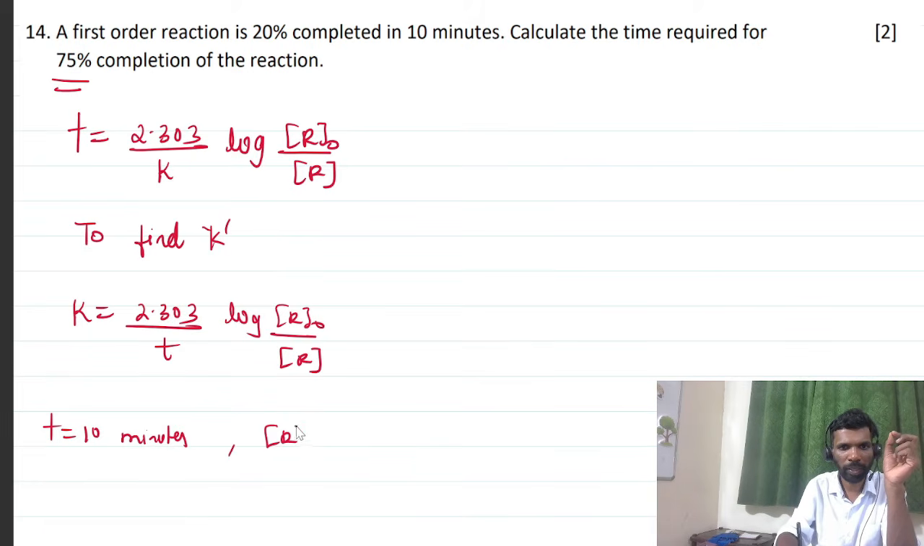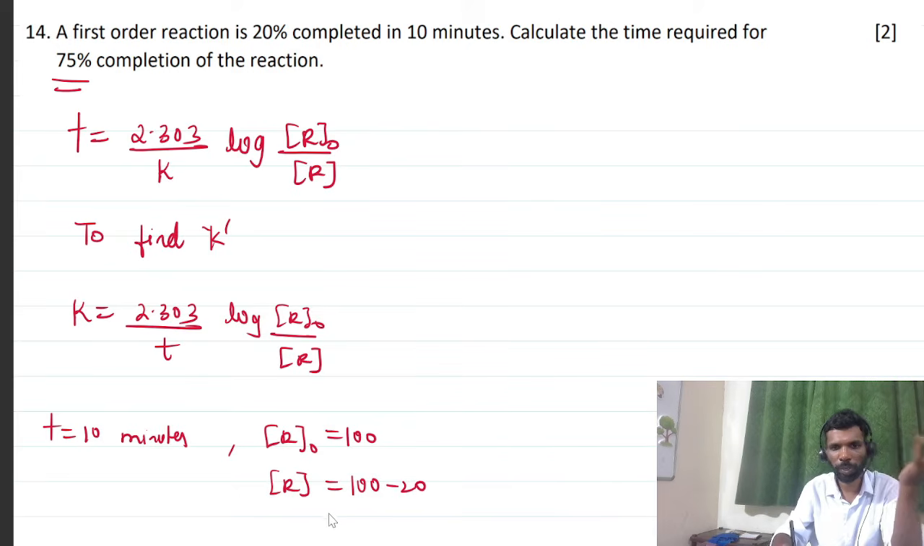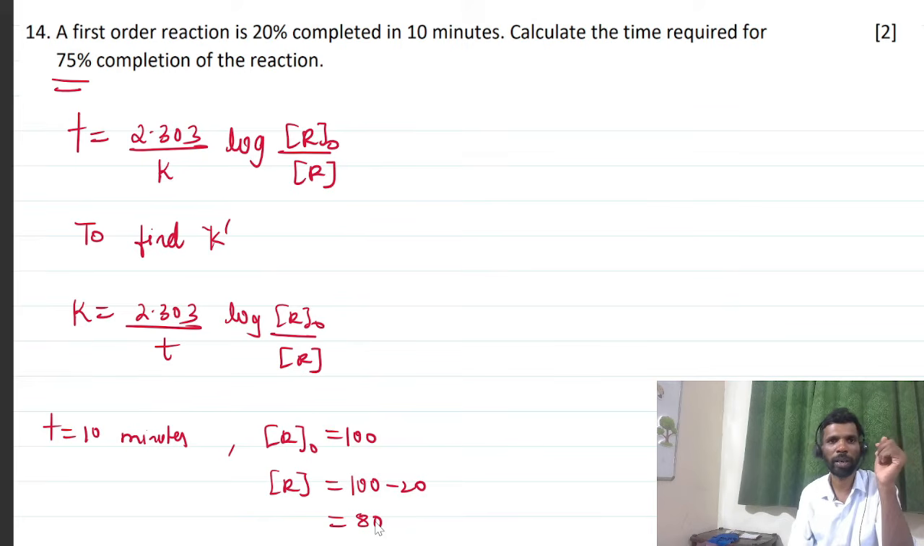20% complete, so I'll consider the initial to be 100 and the concentration after 10 minutes will be 100 minus 20, as 20 is complete. So how much is remaining? 80. See, sometimes the question may say the concentration of reactant reduced to 20%. Reduced to 20% means you don't have to subtract; you have to consider the concentration to be that 20% of the reactant. So understand this difference: reduced to 20% and the reaction is 20% complete, right?